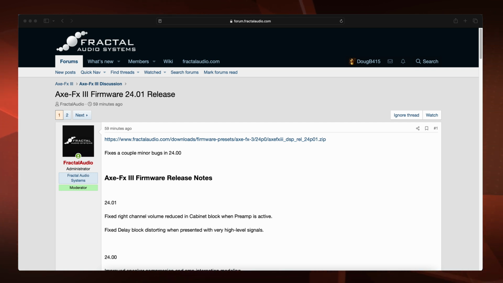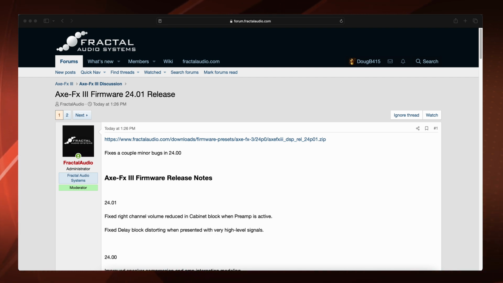Axe-Fx 3 Firmware 24.01 was released 59 minutes ago. Now it says it fixes a couple minor bugs in 24.00. Fixed right channel volume reduced in cabinet block when preamp is active. Fixed delay block distorting when presented by very high level signals. There you go, okay, but wait a second.